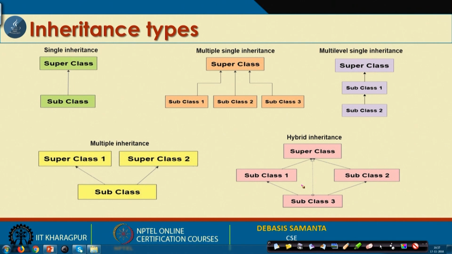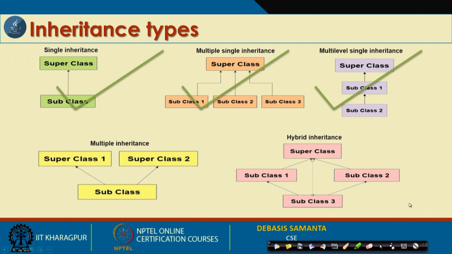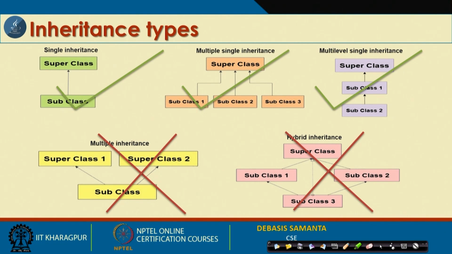And here is the hybrid example. Here, for example, this class inherits from this one. So, this is single. However, this class inherits from this one too. So, it is called hybrid inheritance. That means both single, simple as well as multiple inheritance are there. Now, so far as Java programming is concerned, not all inheritance types are possible. Rather, in Java only single inheritance, multiple single inheritance and multi-level single inheritance are possible, whereas the other two are not possible. Java does not support multiple inheritance as well as hybrid inheritance.